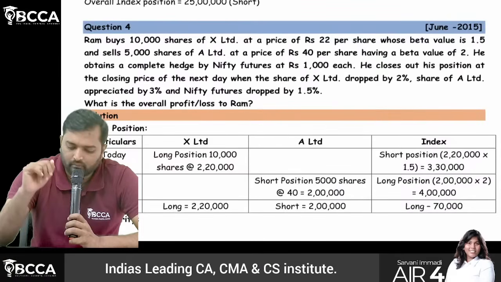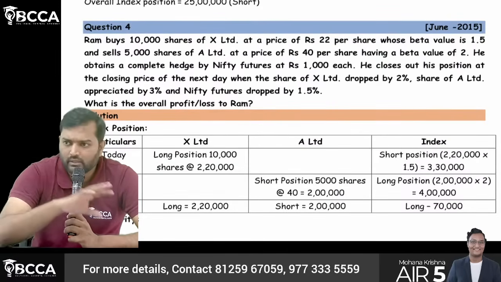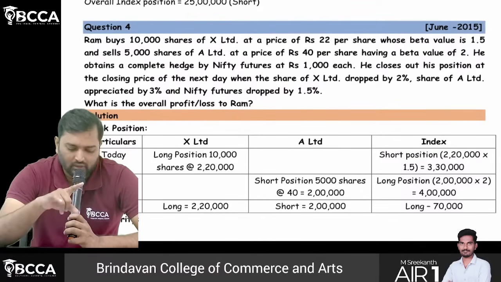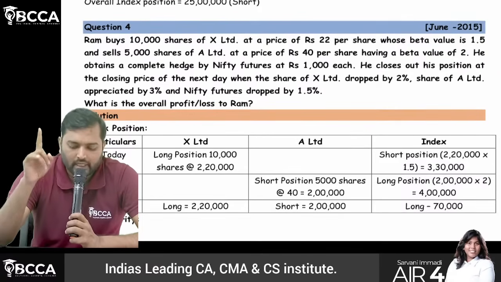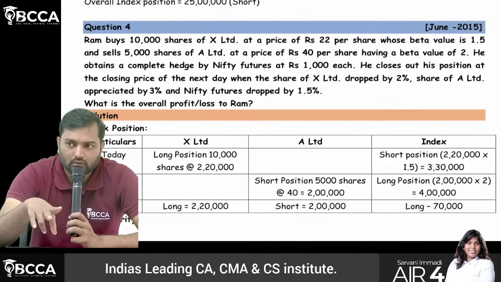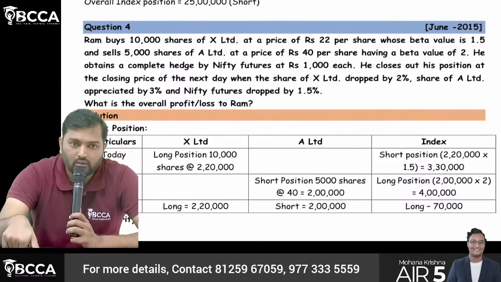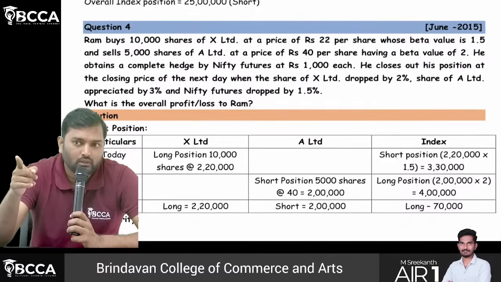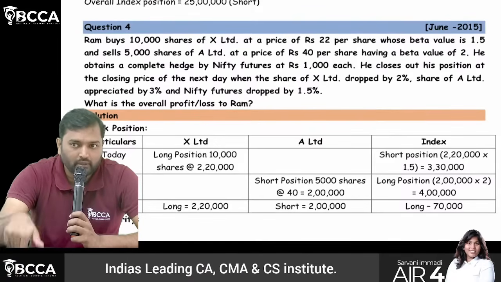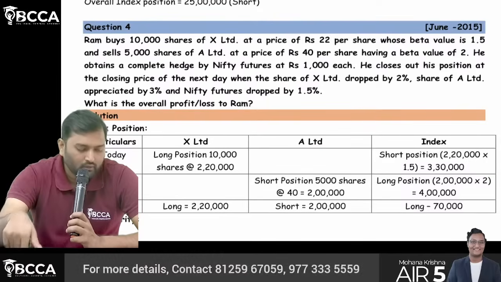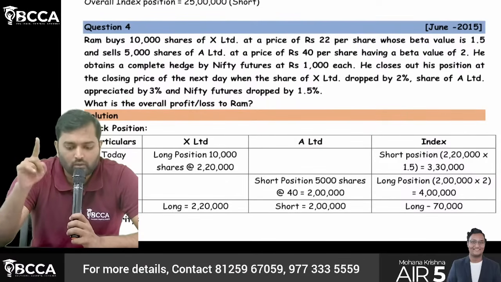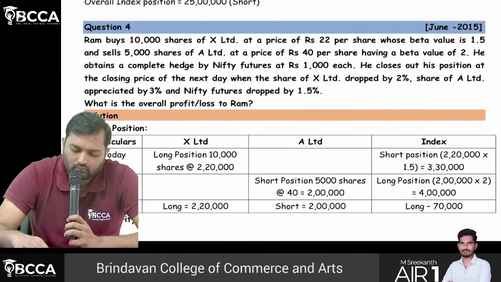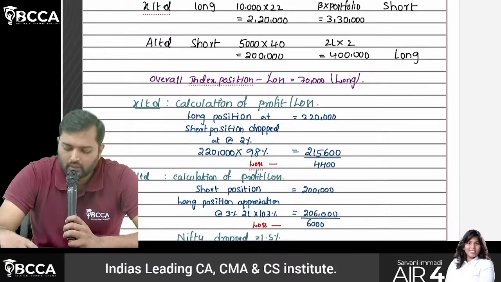What happened here? He closes out his position. That means he closes all the contracts at the closing price of the next day. When the share price of X Limited dropped by 2%, in X Limited you have a long position, right? If the price increases, you will get money. But here the price dropped by 2%, so that means you are going to lose money. What is the amount you are going to lose? 2,20,000 into 2%.